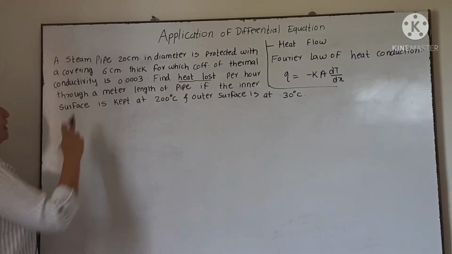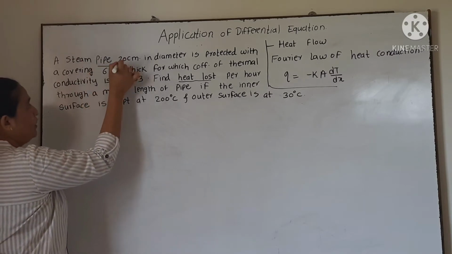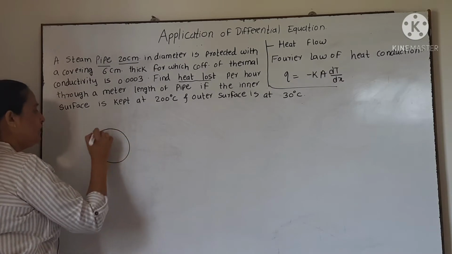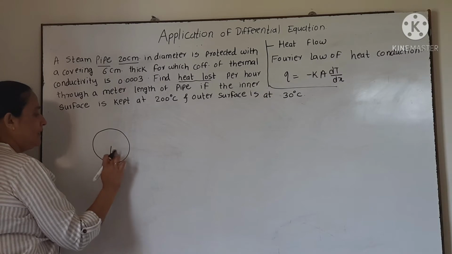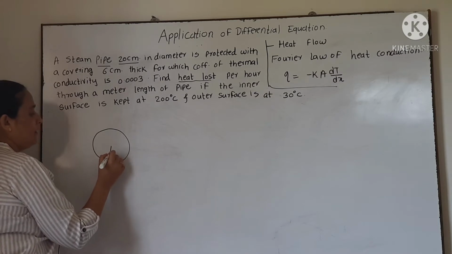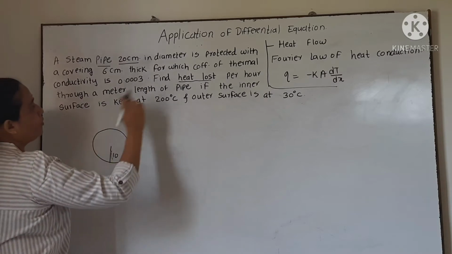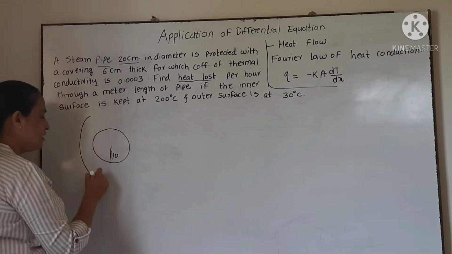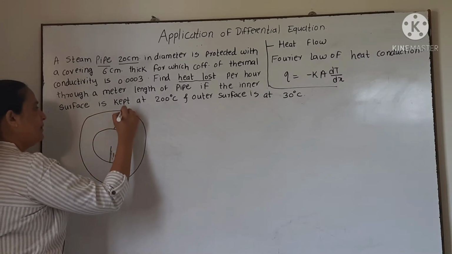If we see here, a steam pipe, we first draw the figure. A steam pipe, it is a pipe 20 cm in diameter. Suppose this is a pipe whose diameter is 20 cm. So the radius of this will be 10 cm. It is protected with a covering 6 cm thick. That means suppose this is a covering which is 6 cm thick.